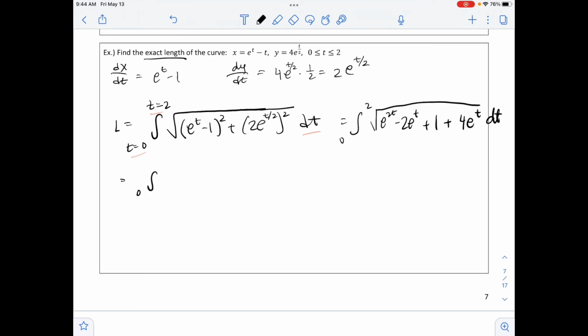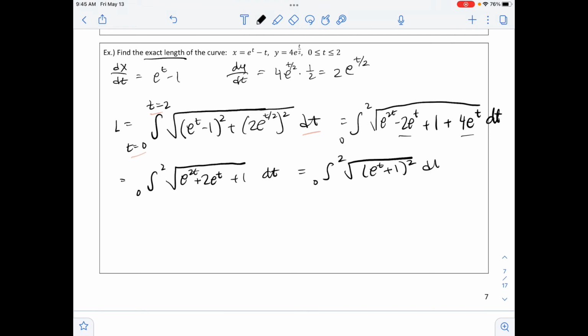And so we have the integral from 0 to 2 of, and we can combine a couple of our terms together. So this will be the square root of e to the t squared, and then we have negative 2e to the t plus 4e to the t, so it would be plus 2e to the t plus 1 dt. And then that would factor, and so we would have the integral from 0 to 2 of the square root of e to the t plus 1 squared dt. And so this would simplify more, and we have the integral from 0 to 2 of e to the t plus 1 dt, which luckily is able to be integrated nicely.